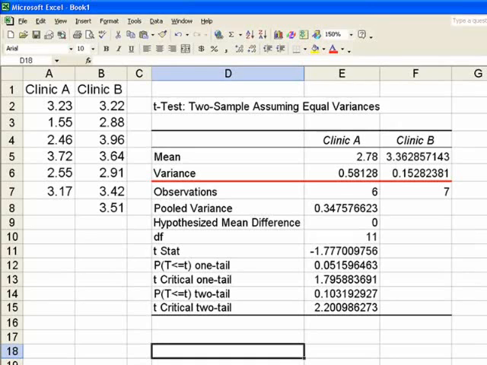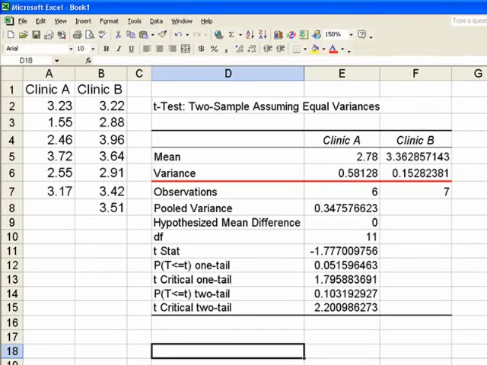The pooled variance is the variance, it's kind of the average of the variances for Clinic A and Clinic B. That's probably the best way to think of it. The hypothesized mean difference, in this class we always use 0. So that'll always say 0. It's possible, although we'll never use it in this class, to say does it differ by 5 or more? Or does it differ by 3 or more? Or 2 or more? So it's possible to specify some difference other than 0. But in this class, we'll always use 0.